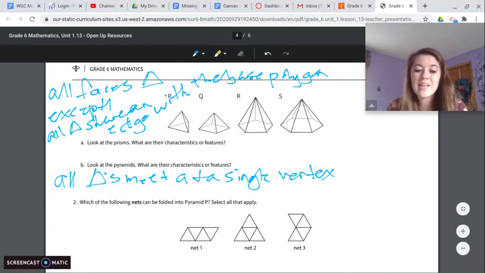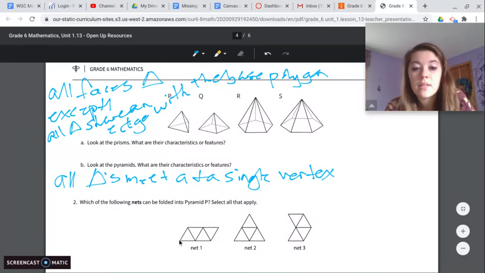So for number 2, which of the following nets can be folded into pyramid P? Select all that apply. So a net is where we take and unfold the shape that we have, and then we can refold it back together. So nets can make it easier for us to find the area sometimes, depending on what our figures are or what we're trying to solve. So if we look at these, obviously we have a triangular base on pyramid P. So we need to make sure they're all triangles. They are all triangles, so all of them could work.